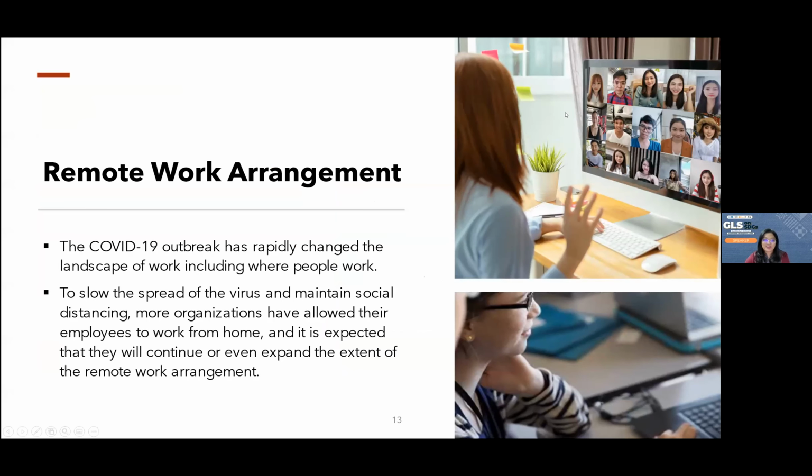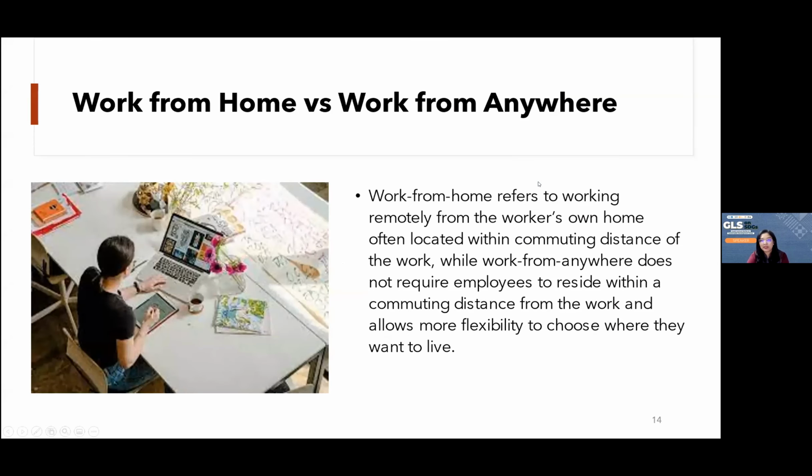And what about remote work arrangements? So the COVID-19 outbreak has rapidly changed the landscape of work, including where people work, to slow the spread of this virus and maintain social distancing. More organizations have allowed their employees to work from home, and it is expected that they will continue or even expand the extent of the remote work arrangement.